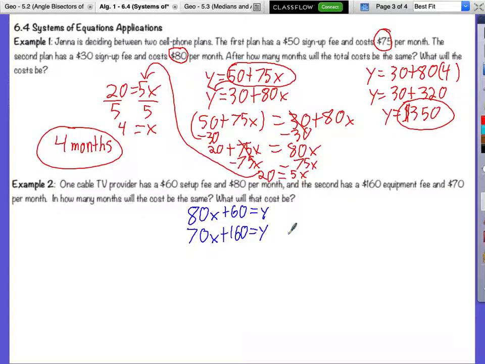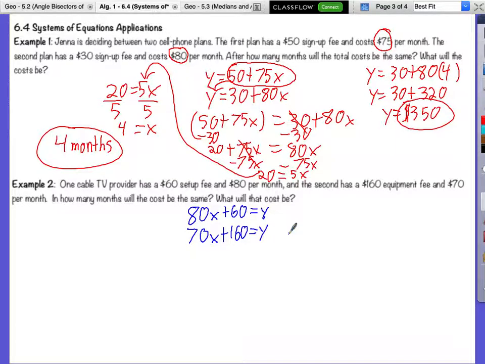The one where it said the 70 per month. So what's x? The number of months that you have the service. Okay. Kale, what's a 160? The setup fee, or in this case, the equipment fee, right?